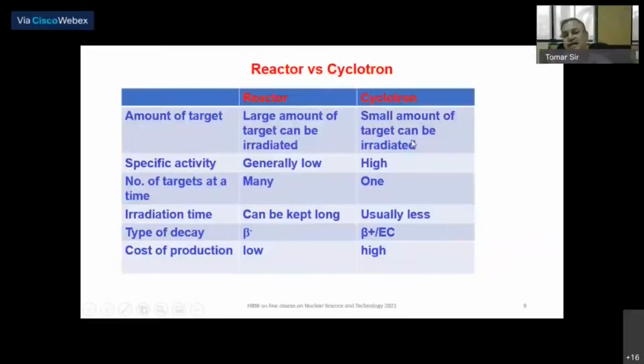See, even if you take a thick target, there is no point, because only the initial thickness of the target will receive the beam. The beam will stop. So there is no point having a very thick target. You don't irradiate all of the atoms. So there's a limitation on the range of the projectile in the target.